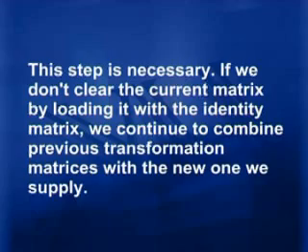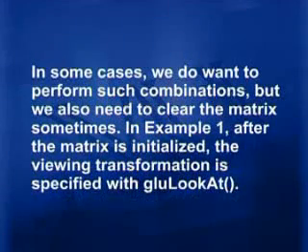This is an important aspect that we need to note, that if we don't want our previous transformations to have an impact on our current, we better clear our matrix. And clearing the matrix is most effectively and easily done by loading the identity matrix. The identity matrix would have its leading diagonal all ones and all other values would be all zeros. We have already talked about this matrix being of size 4 by 4. In some cases, we do want to perform such combinations, but we also need to clear the matrix sometimes.